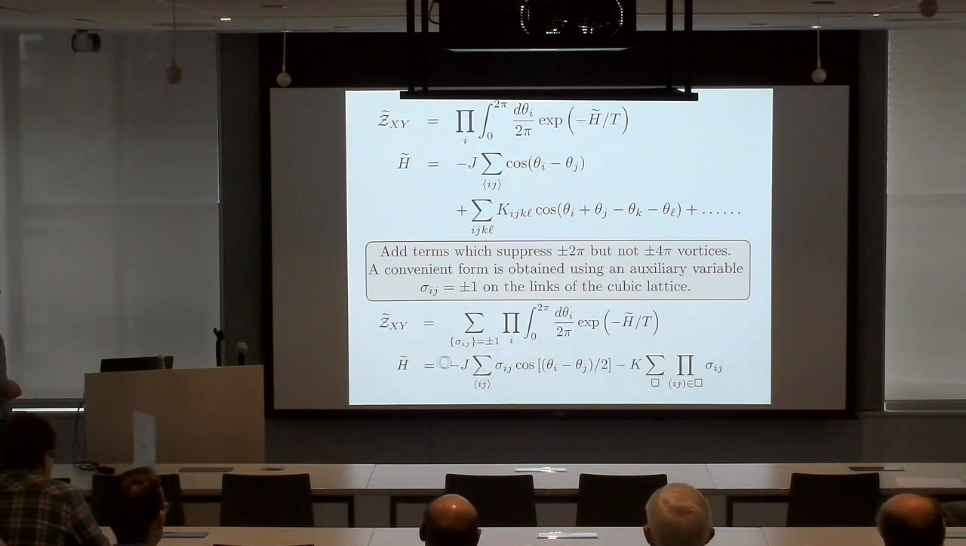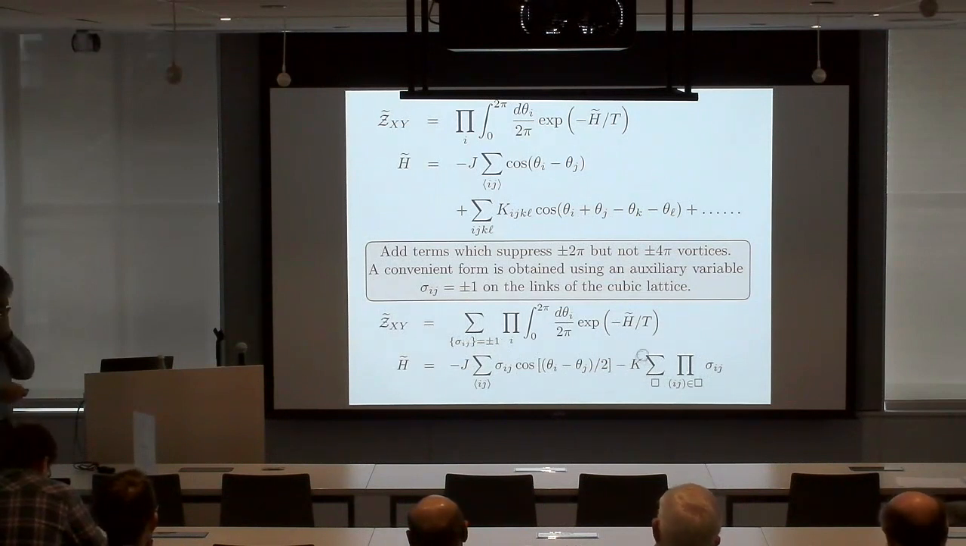So this particular Hamiltonian, as written down, is basically this model. And the way you can check this is you can just expand in powers of k, and just sum over the sigma_ij by hand in the limit of small k, I think. And then when you do that, you basically generate these terms. So sigma_ij is just kind of an auxiliary variable.